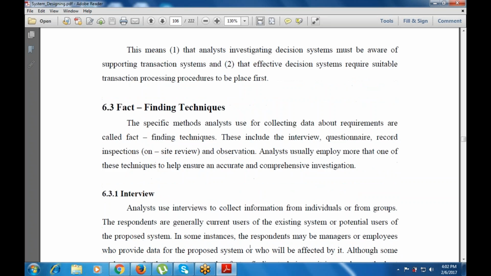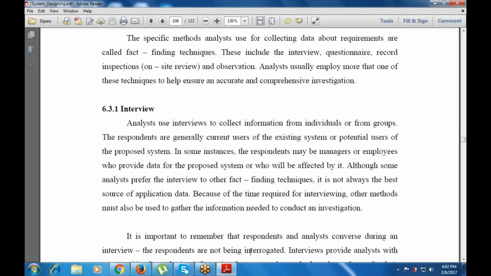So the first one is the interview. Analysts use interviews to collect information from individuals or from groups. This is the duty of the analyst, to collect whatever information they have from the individual or the group. The respondents are generally current users of the existing system or potential users of the proposed system.